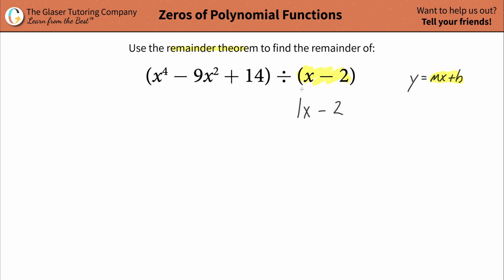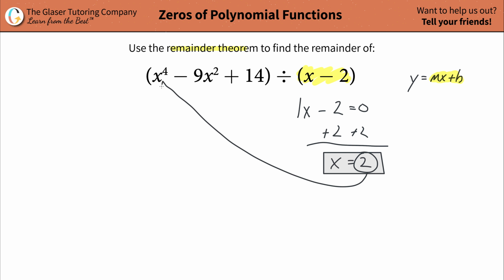What you then do is take this divisor and set it equal to 0, and solve it for x. So add 2 to both sides. x then will equal 2. Right, 1x is equal to 2, but the 1 doesn't really do anything. Now, what the remainder theorem states is that whatever x is equal to here, if you plug this value in for x in your dividend, the output of this function will be the remainder.